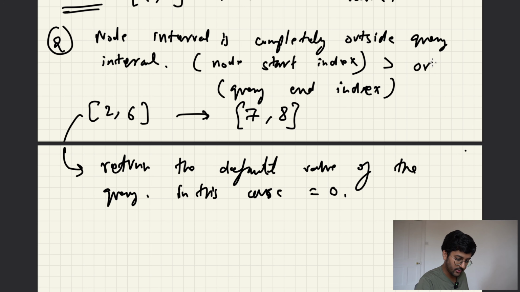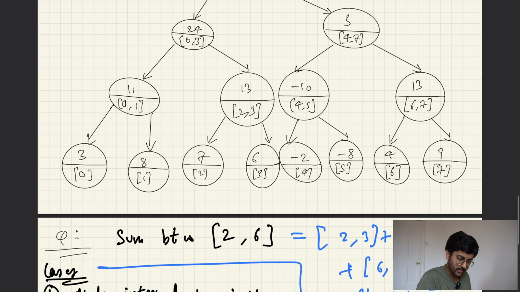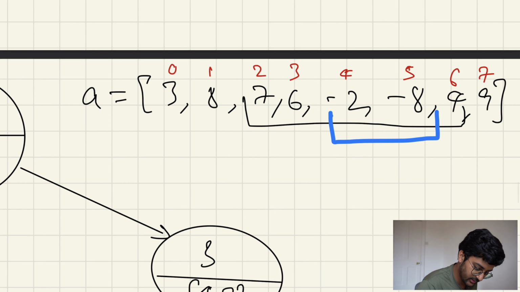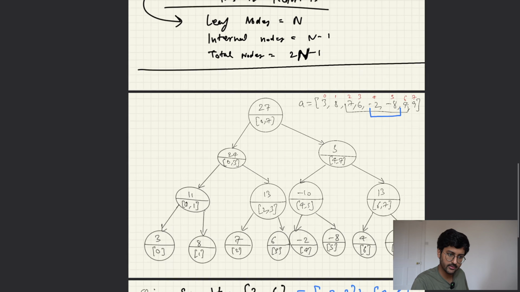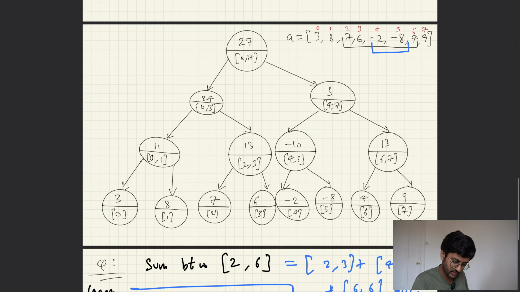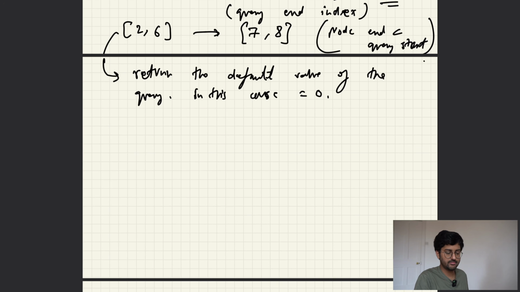Also, one more case: if the node end interval is less than the query start. Node end less than query start. That's also another case. Let's say it lies on the left hand side. So for example, you're trying to find the answer between 3, 5 and you are landing at an index of 0, 1. I will remove that. 0, 2 I will remove that. 1, 2 not needed. Anyway. Okay. Very simple.